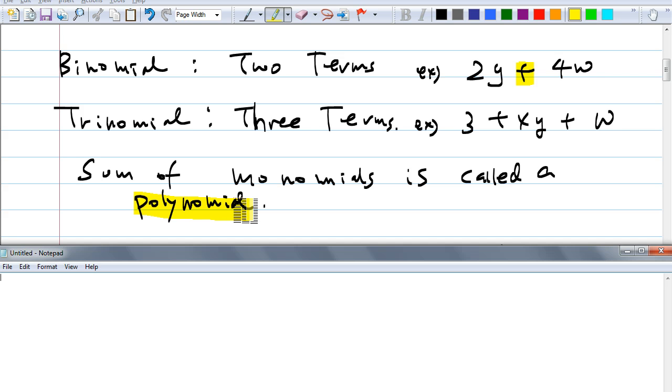Is this the same for the other two? Yes, a binomial is a polynomial. A trinomial is also a polynomial. It's just that we have special names for those. If it has one term, it's called a monomial. Two terms, a binomial. Three terms, a trinomial. But they're all polynomials. Very good.